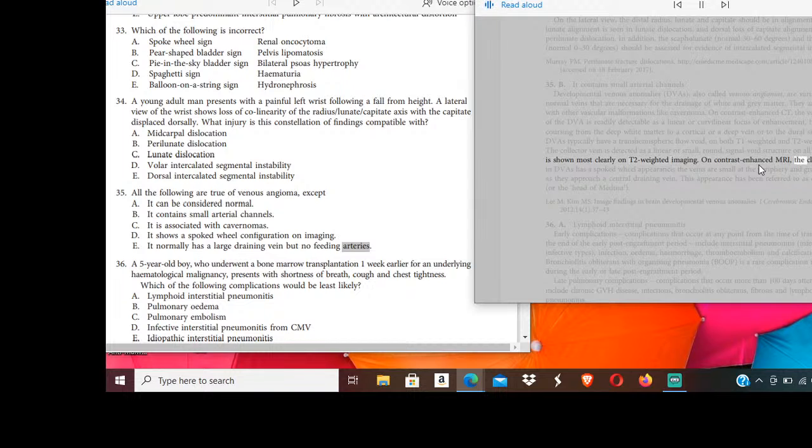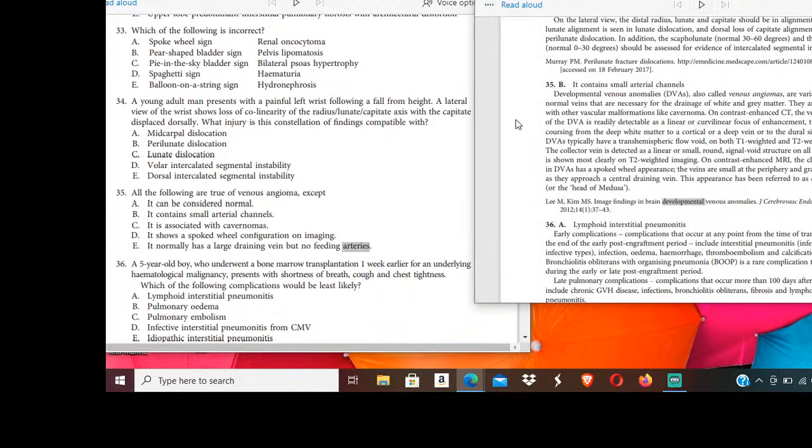On contrast-enhanced MRI, the cluster of veins in DVAs has a spoke wheel appearance. The veins are small at the periphery and gradually enlarge as they approach a central draining vein. This appearance has been referred to as caput medusae, or the head of Medusa. Lee M, Kim MS. Imaging findings in brain developmental venous anomalies.